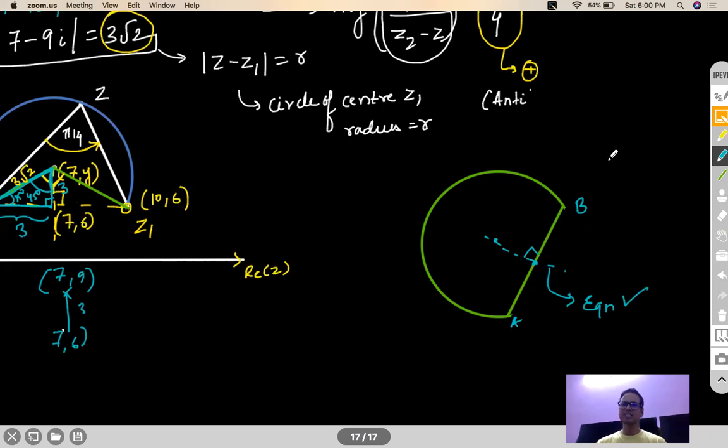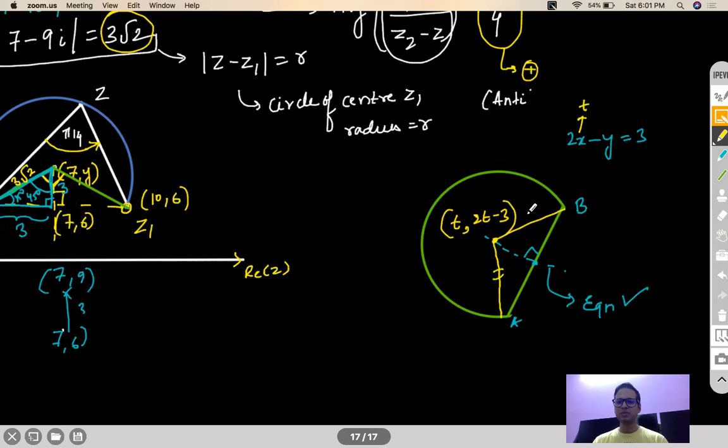Correct? So let's say the equation comes out hypothetically, I'm just taking a hypothetical case, 2x minus y equal to 3. Then what I will do is choose a point on this like this: t comma 2t minus 3. I'll put x as t, so y will automatically become 2t minus 3. And then I'll say the distance of t comma 2t minus 3 from A and B should be equal. One equation, one unknown, get your t.